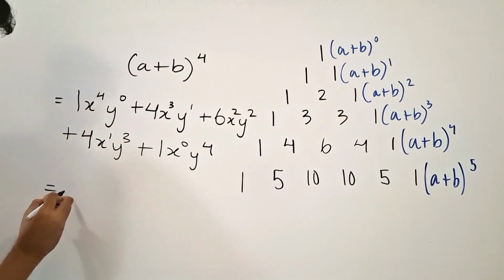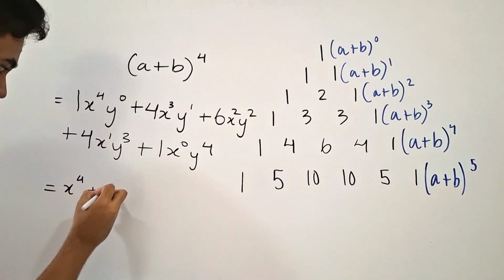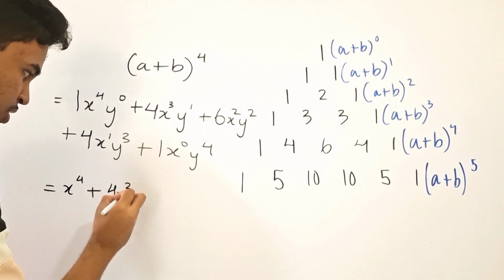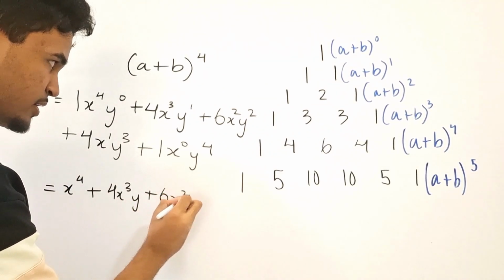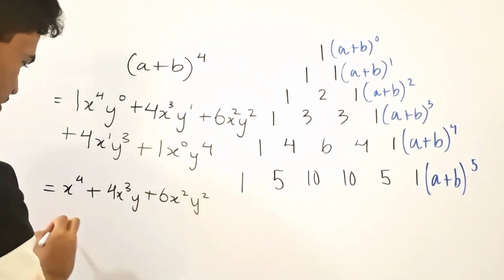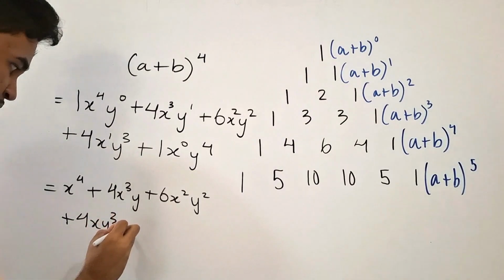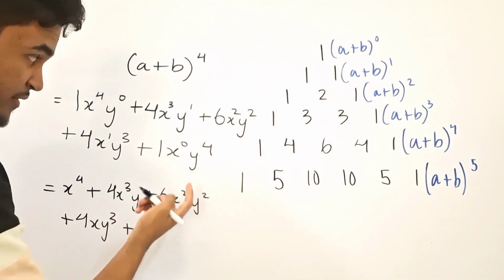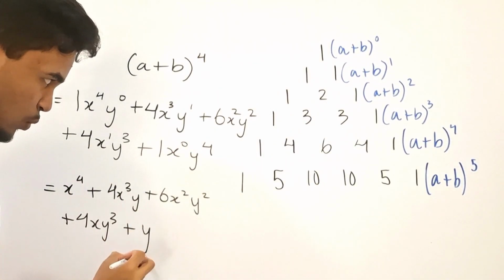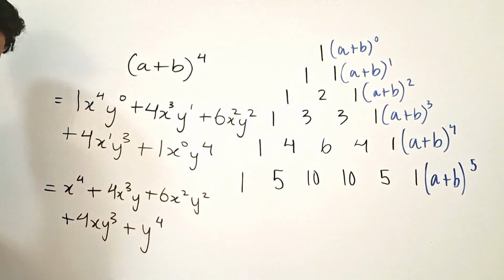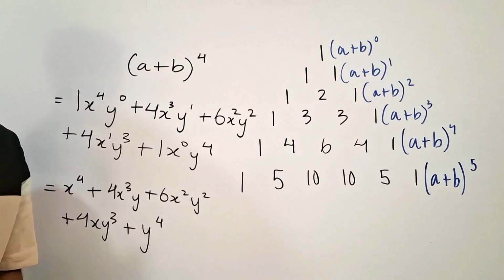It is going to be equal to x to the power of 4 plus 4x cubed y plus 6x squared y squared plus 4x y cubed plus, well, actually my mistake, it's power 0, so no x. It's just going to be y to the power of 4. So this is your expanded form for (a + b) to the power of 4.